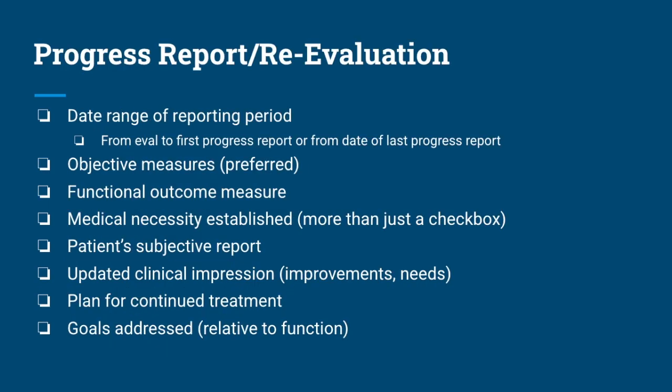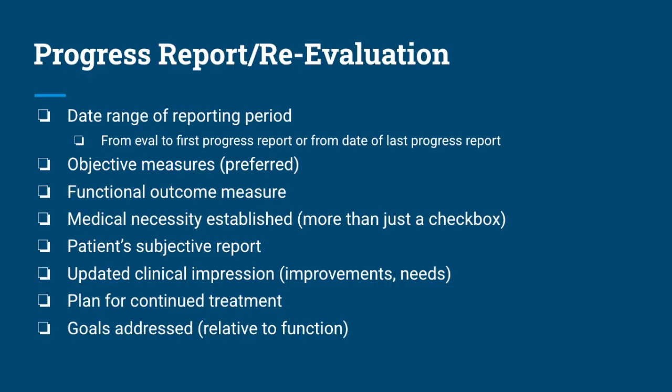For your progress report or reevaluation, you need to include the date range of the reporting period. So that's going to be from the date of your evaluation until your first progress report, or from the date of the last progress report until your current progress report. And that's something that isn't necessarily automatically included in Cedaron. It's preferred that you include objective measures, again, an easy way to show progress. You want to have the patient redo the functional outcome measure to show that you're making some functional progress.